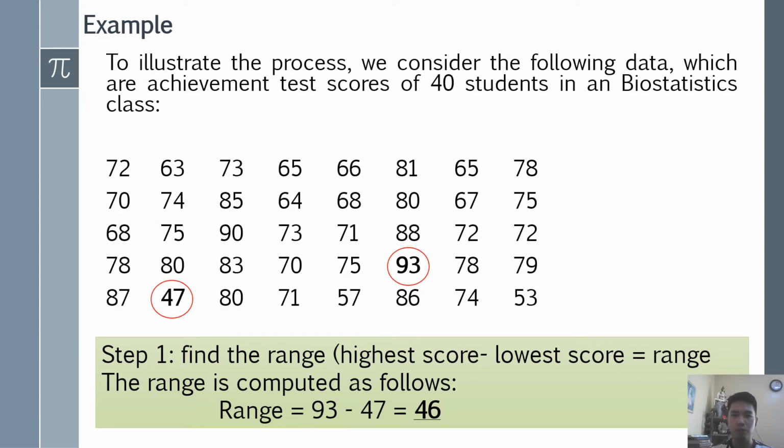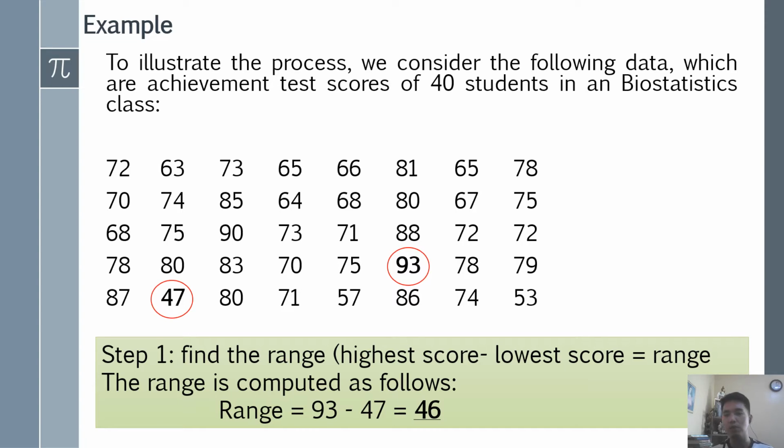Okay, so to illustrate the process in finding the range and in constructing your frequency distribution table, let's consider the following data. Suppose these are the achievement test scores of 40 students in biostatistics class. Kung bibilangin natin lahat to, 1, 2, 3, 4, 5, 6, 7, 8. Okay, 1, 2, 3, 4, 5. So in total, we have 40. These are the 40 scores of students in biostatistics.